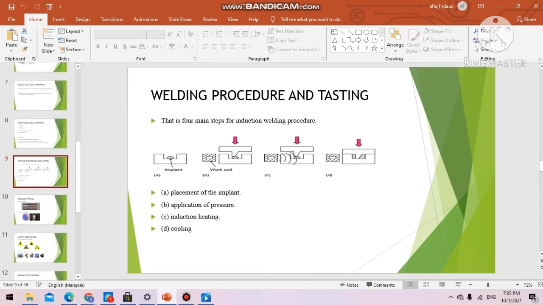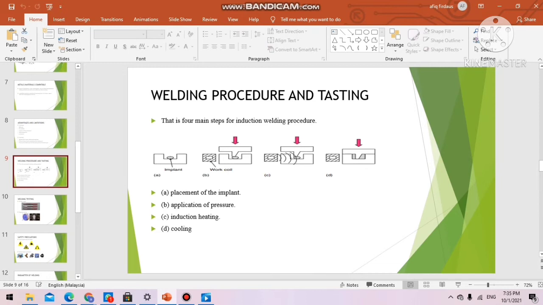Step 2 is application of pressure. Pressure can be added to the components by placing them in a fixture connected to a pneumatic cylinder, or the work coil can be mounted in a pressure-applying PTFE or ceramic block.